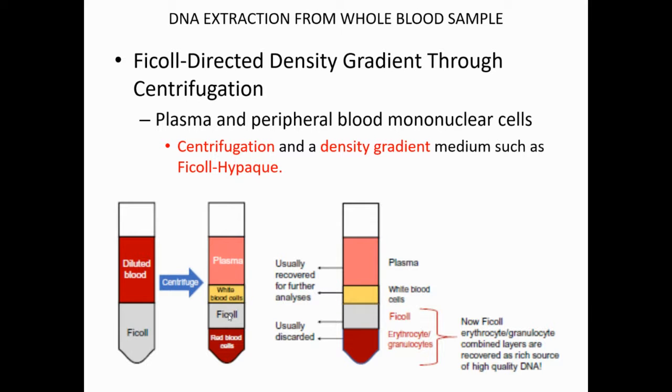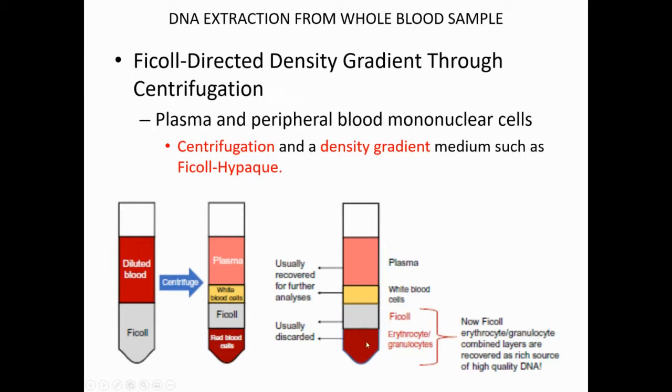That's the centrifugation and also density gradient. We use a FICO as a density gradient medium. After centrifugation, you separate into these 4 different parts. And normally we collect the plasma and the white blood cell to perform the DNA purification.